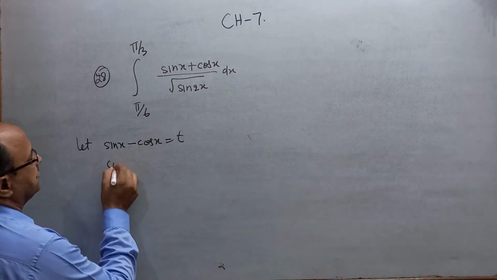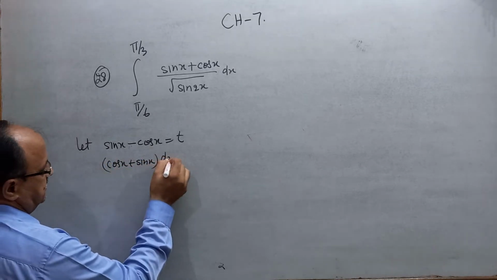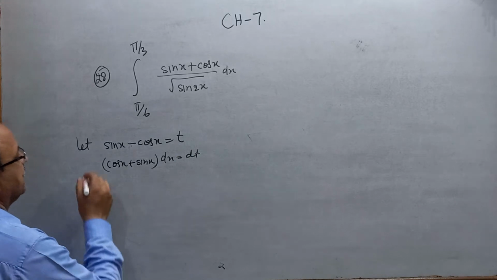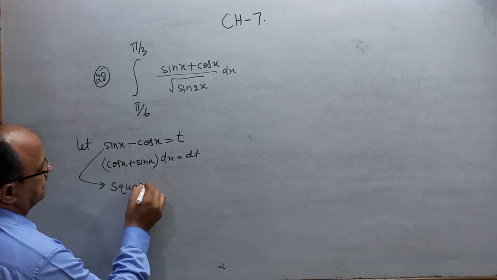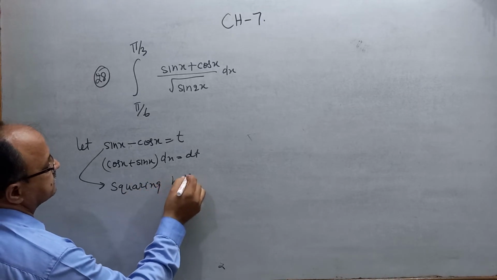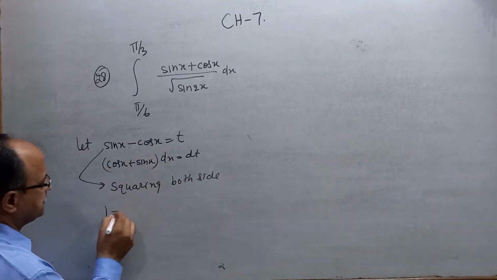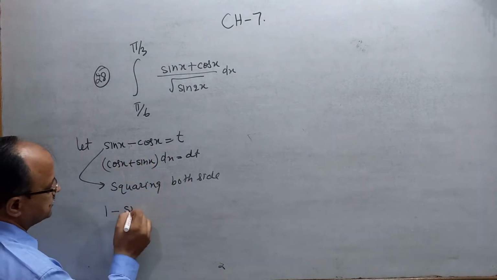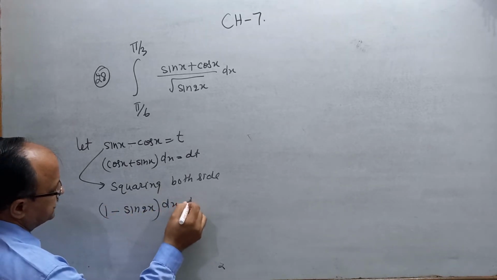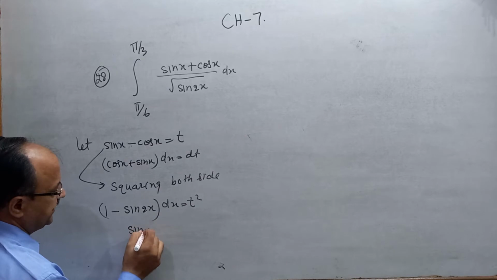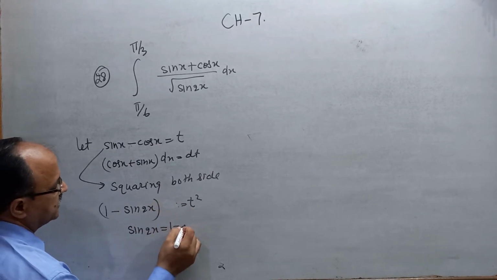The derivative: (cos x plus sin x) dx is equal to dt. Now squaring both sides. Sin square x plus cos square x is 1, minus 2 sin x cos x is sin 2x, so 1 minus sin 2x is equal to t square. So what is the value of sin 2x here? 1 minus t square.